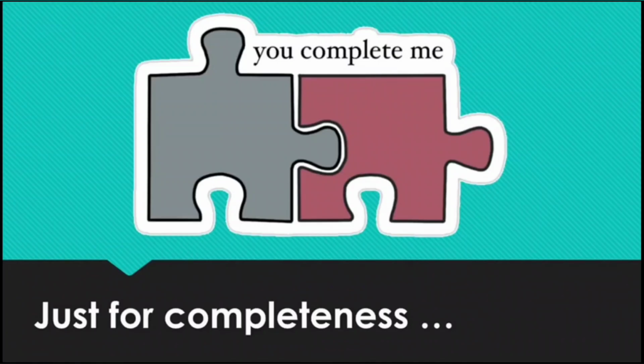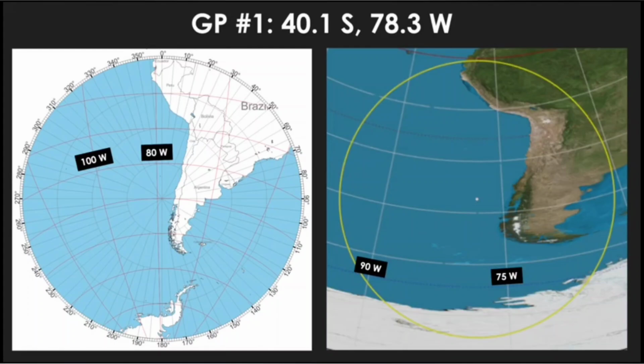Just for completeness, I want to follow up on yesterday's video to Brian and show what a position fix actually looks like when you use the AE map. But first, we're going to reiterate the main point of yesterday's video, and that is the circles that Brian produced using that website do not appear as circles on the AE map, but they are circles on the globe. So here's the first GP, which is 40.1 south, 78.3 west, and its radius is 4,450 kilometers.